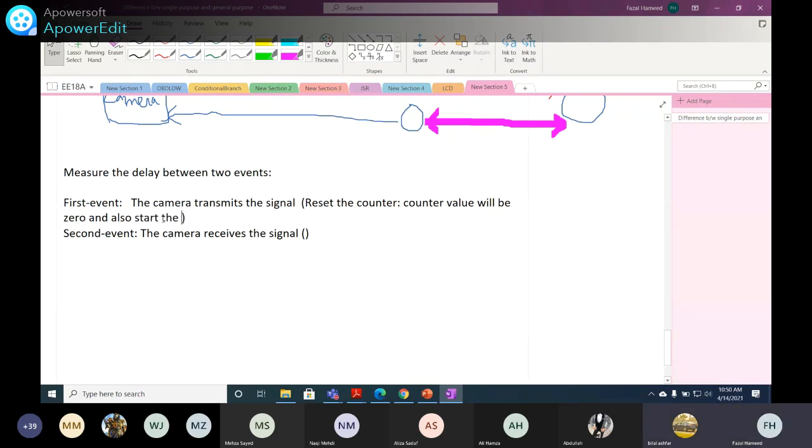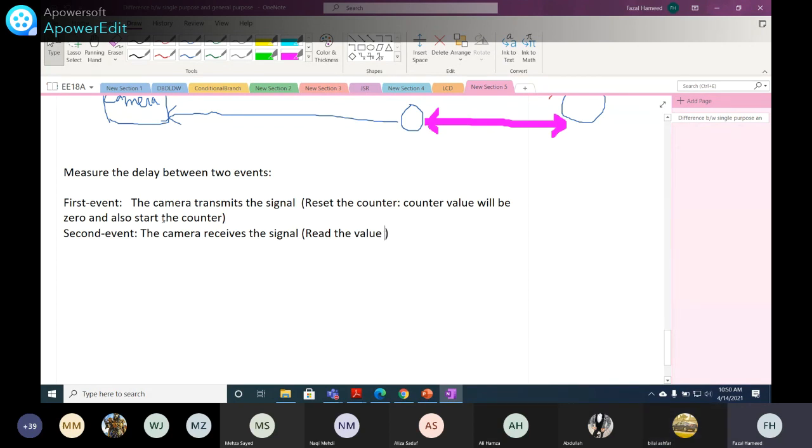And then it will start counting, right? Yes, and start the counter. And when you receive the signal, what should we do now? When you receive the signal, again a value comes in the counter, so we should read the value of the counter. Am I right or not? Right, sir. Read the value of the counter.